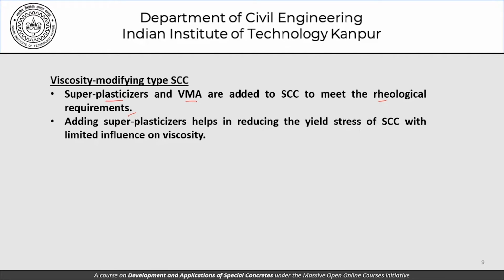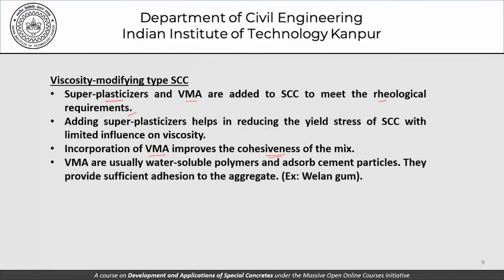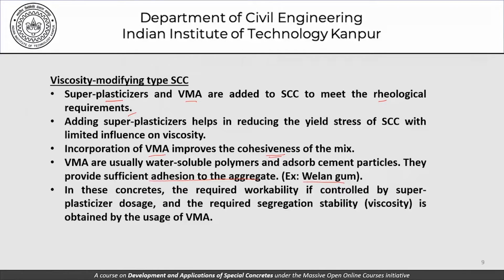Adding superplasticizers helps in reducing the yield stress of the self-compacting concrete with limited influence on viscosity. Incorporating the VMA improves the cohesiveness of the mix. VMA are usually water-soluble polymers that adsorb on cement particles, and they provide adhesion to the aggregate. One of the examples of VMA is the Velanga. In these concretes, the required workability is controlled by superplasticizer dosage, and the required segregation stability, that is viscosity, is obtained by an appropriate dosage of the viscosity modifying agents.